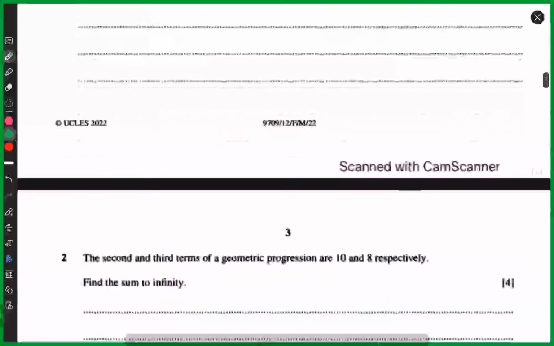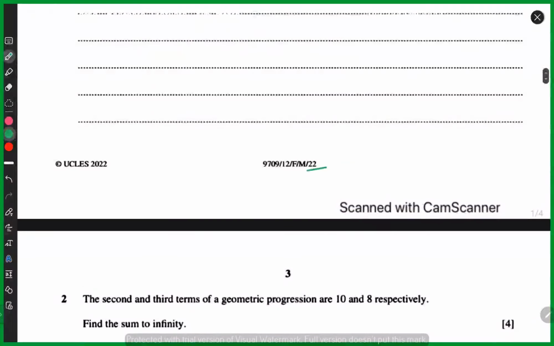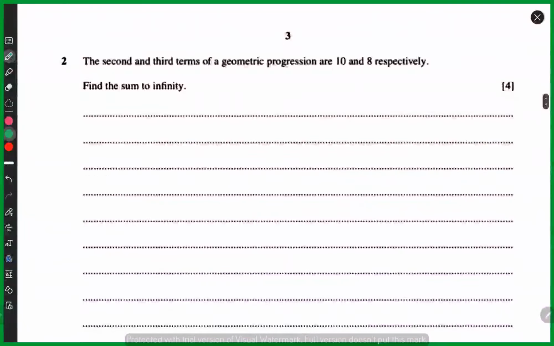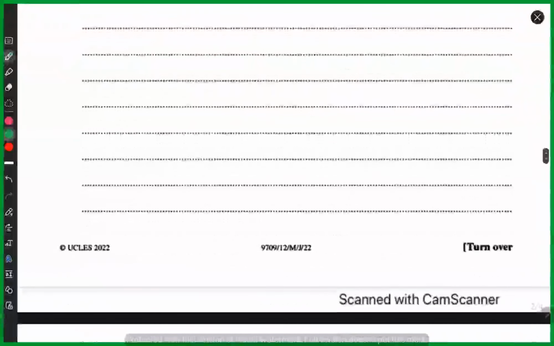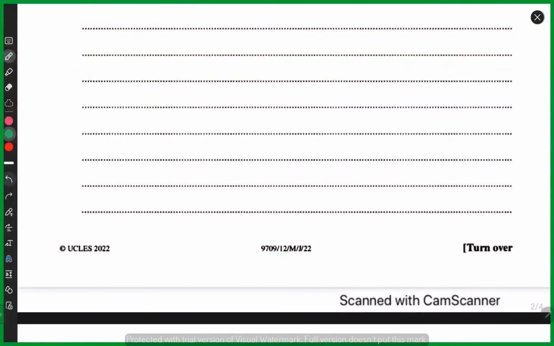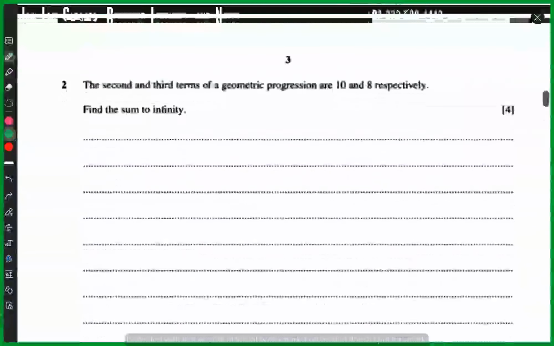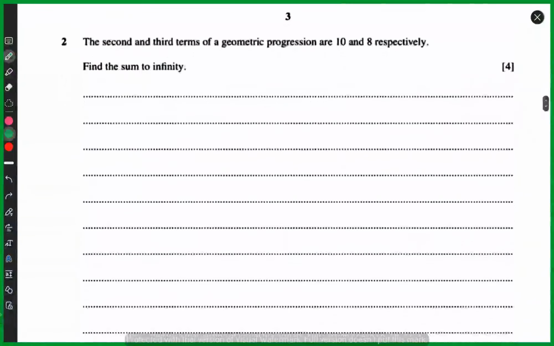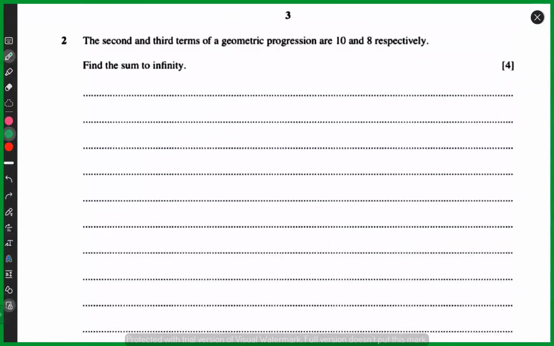This was from the latest year. Okay, this is May, June 2022. Okay. All right, okay. So this is the question. It says the second and third terms of a geometric progression are 10 and 8 respectively. Find the sum to infinity.